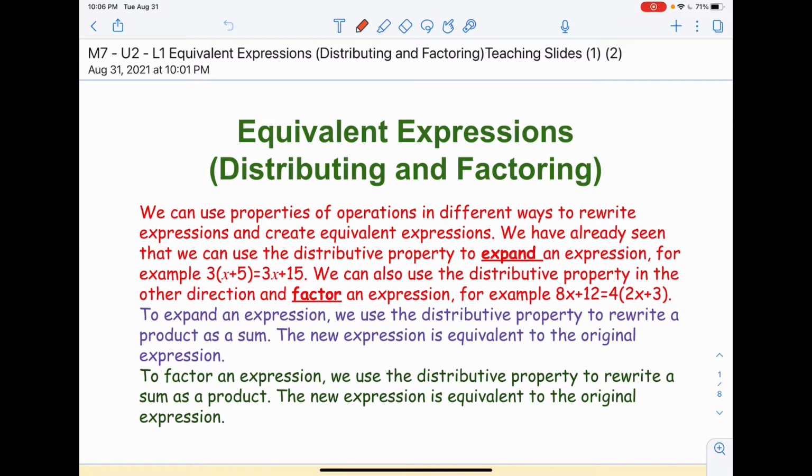We can also use the distributive property in the other direction and factor an expression. For example, 8x plus 12 is equal to 4 times 2x plus 3. To expand an expression, we use the distributive property to rewrite a product as a sum. The new expression is equivalent to the original expression. To factor an expression, we use the distributive property to rewrite a sum as a product. The new expression is equivalent to the original expression.